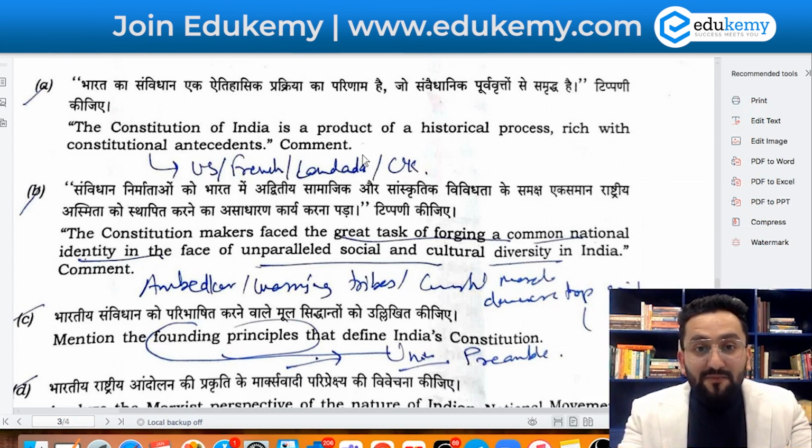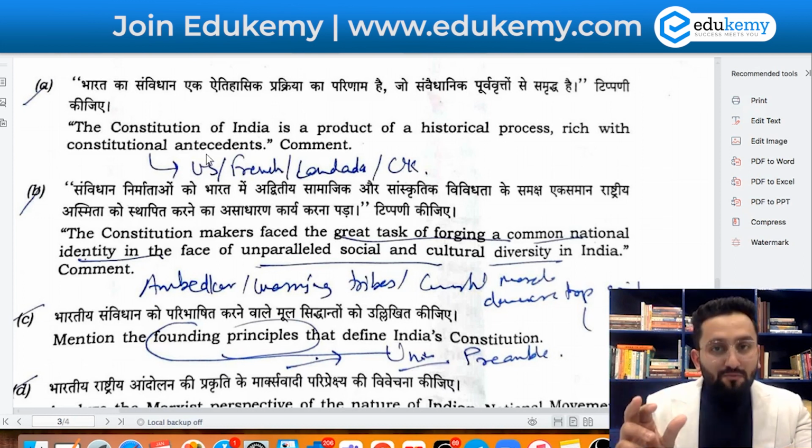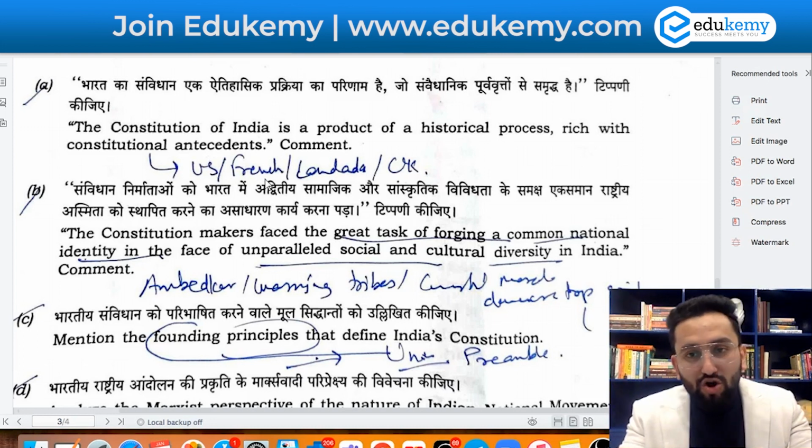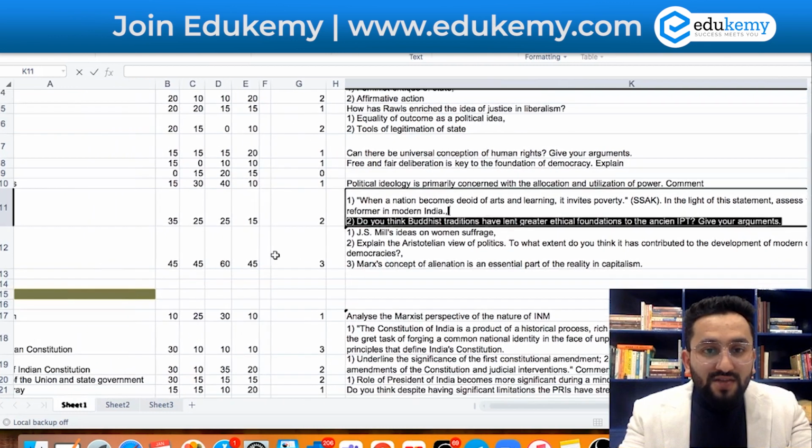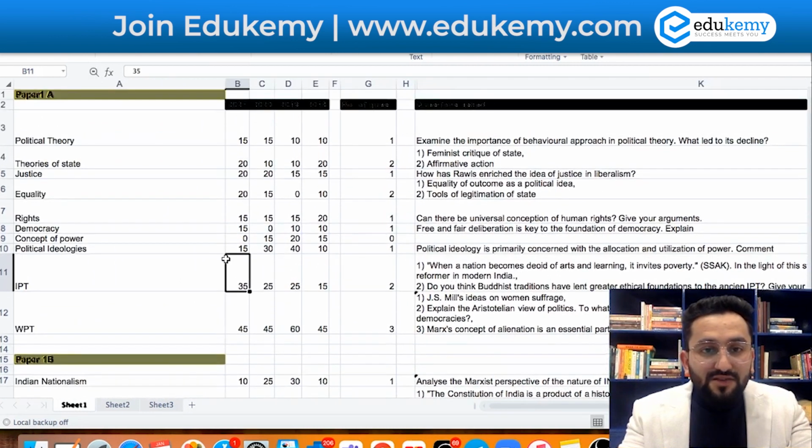And then it says constitutional antecedents, which means we need to focus on legal developments which happened before the enactment of the Indian Constitution. So the historical background connected with diversity and challenges is what needs to be used. A direct one. Other interesting part, let us have a look over this again, since we have covered Paper 1 Section A.